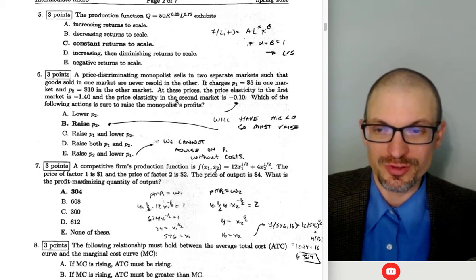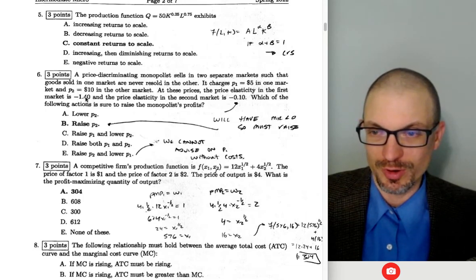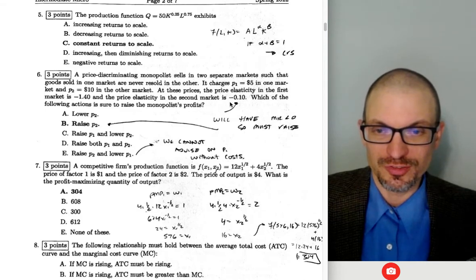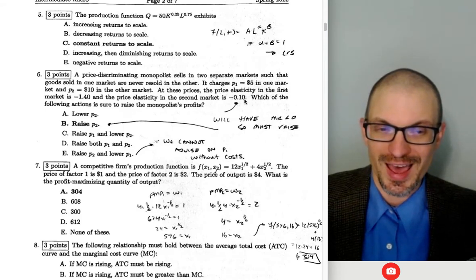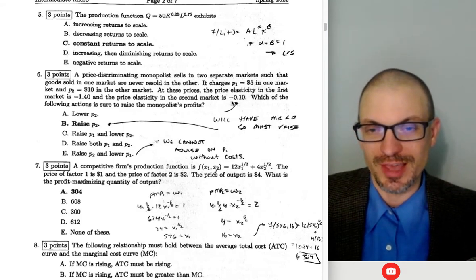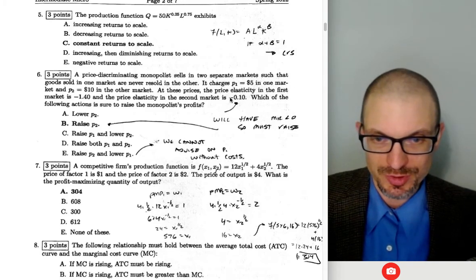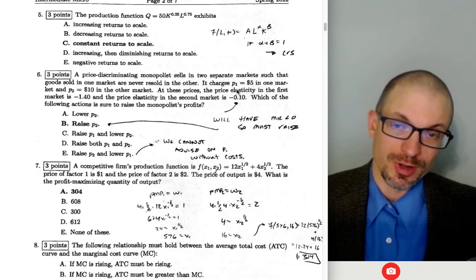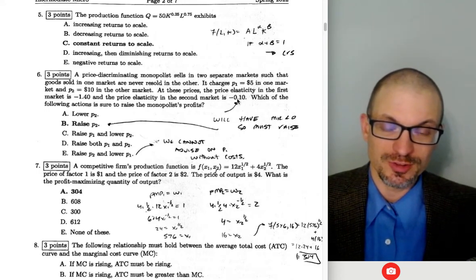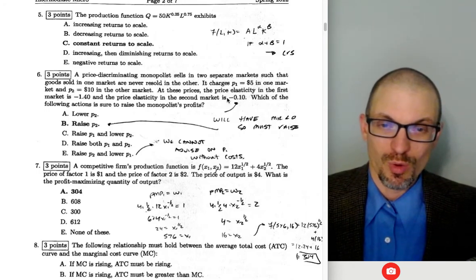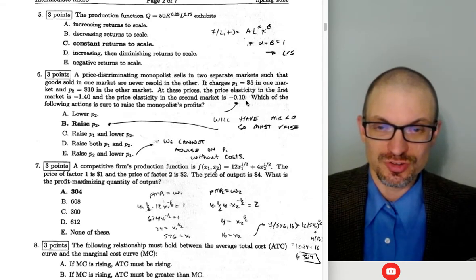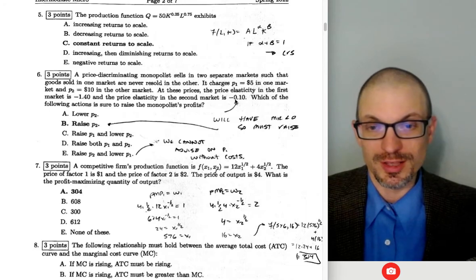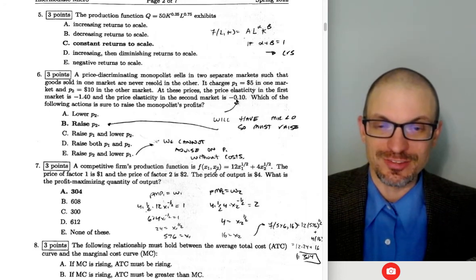At these prices, price elasticity in the first market is minus 1.4. Right, so that's elastic. And price elasticity in the second market is minus 0.1. That's inelastic, right? I know this is inelastic because it's something less than 1 in absolute value. Remember, price elasticity of demand was percentage change in quantity divided by percentage change in price. So if you got something smaller than 1, it says we got a much larger percentage change in price, much smaller percentage change in quantity. That's the definition of inelastic demand.